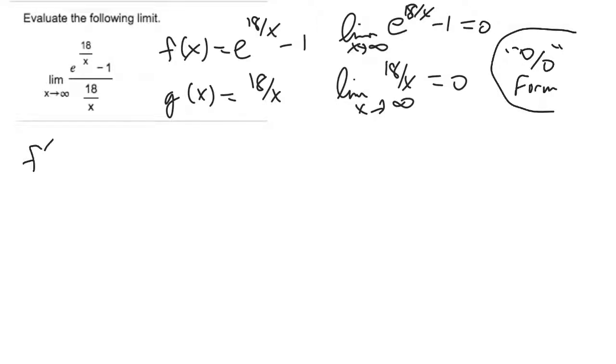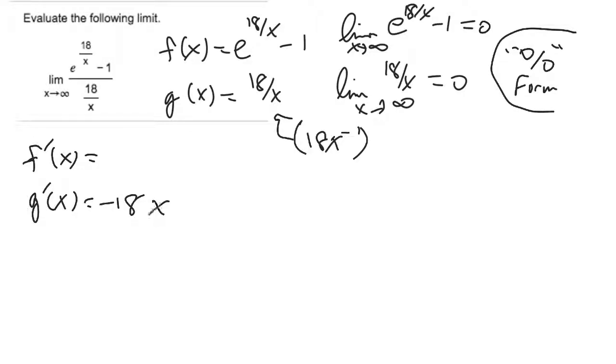L'Hopital's rule means that we need to calculate derivatives. The derivative, maybe I'll do g prime first. The derivative of g, this is 18 over x, which means it's really 18x to the minus 1. So I'll put that in parentheses there to remind myself. So that means the derivative of 18x to the minus 1 is just the power rule. The negative 1 comes down, and we have negative 18, and then we have x to the minus 2, because minus 2 is 1 less than minus 1. So the derivative of g of x is negative 18x to the minus 2.